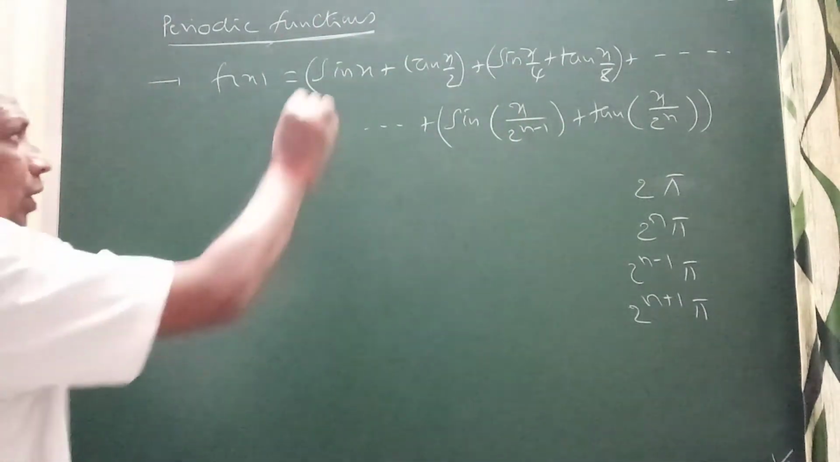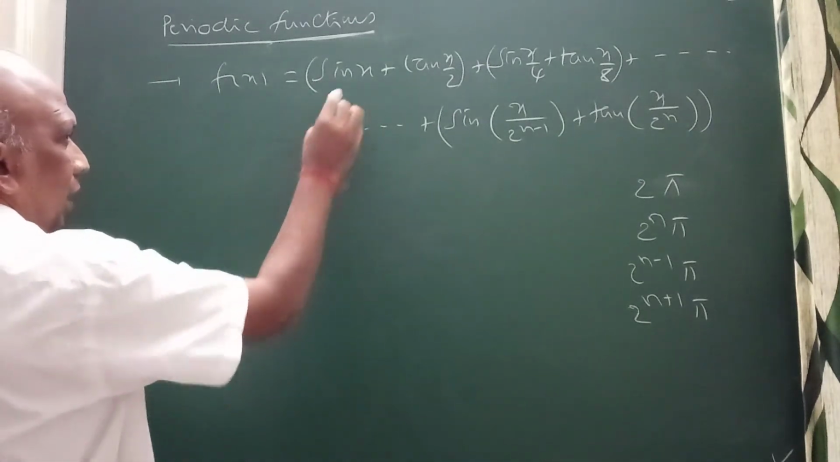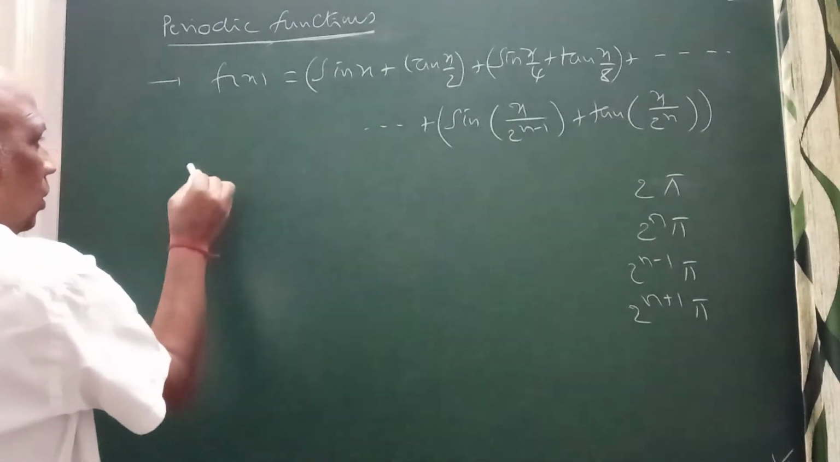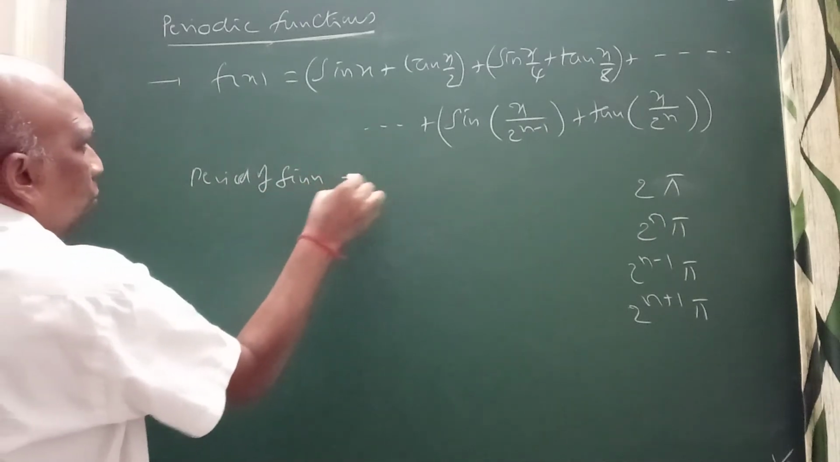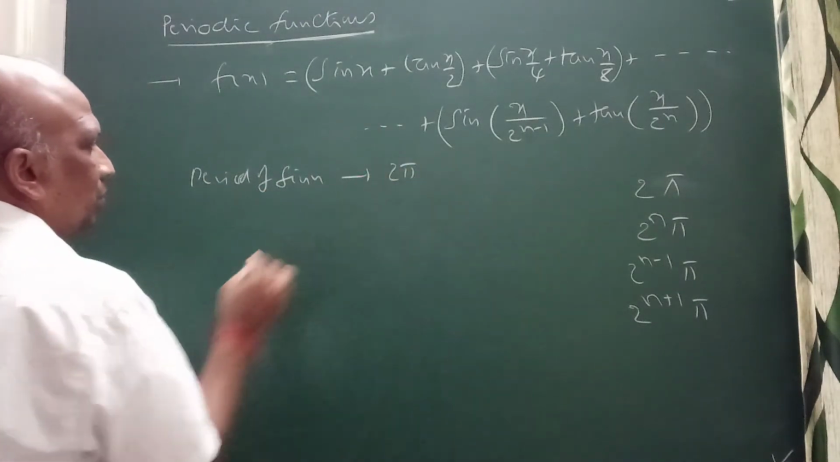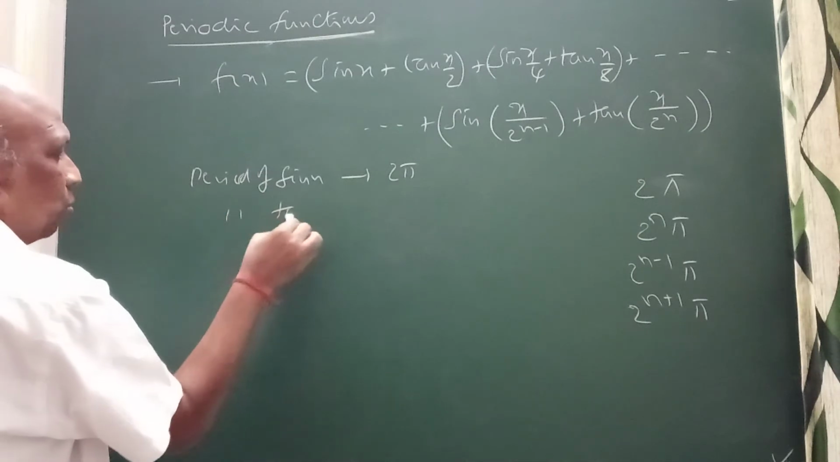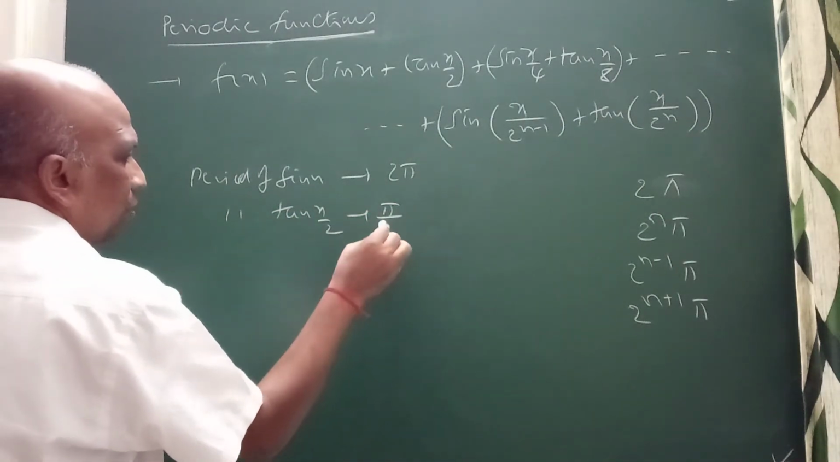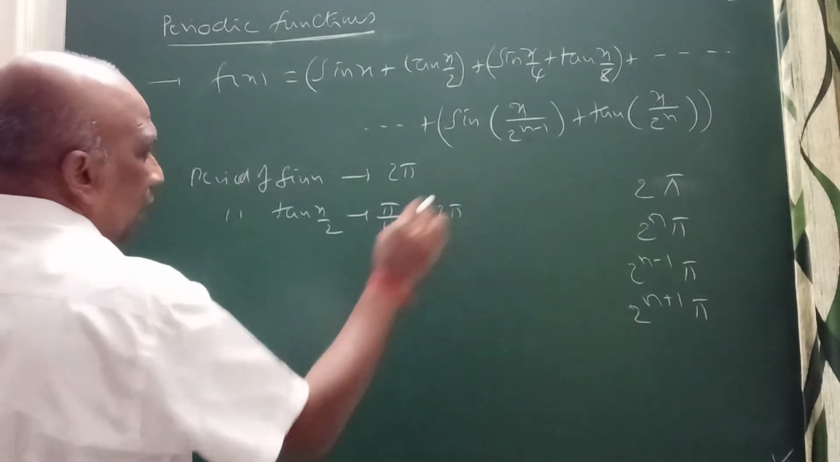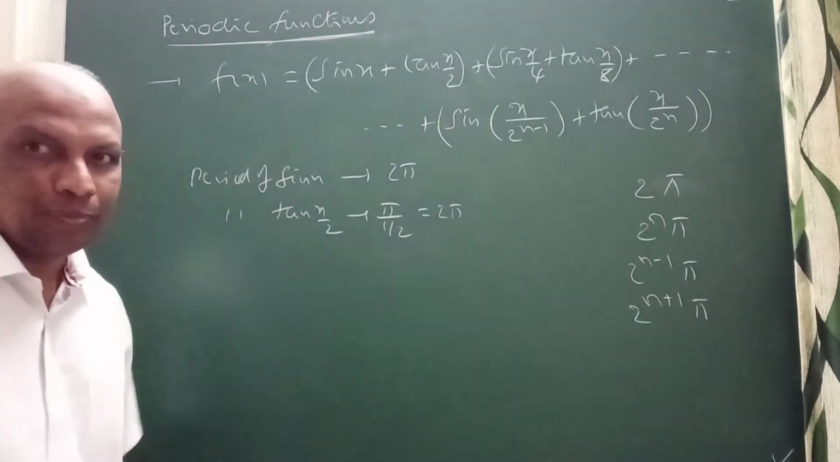Now, what is the period of this one? You can think of the period of sin x. The period of sin x is 2 pi. The period of tan x by 2, pi by 1 by 2, it will be 2 pi, right? So the period of this is 2 pi.